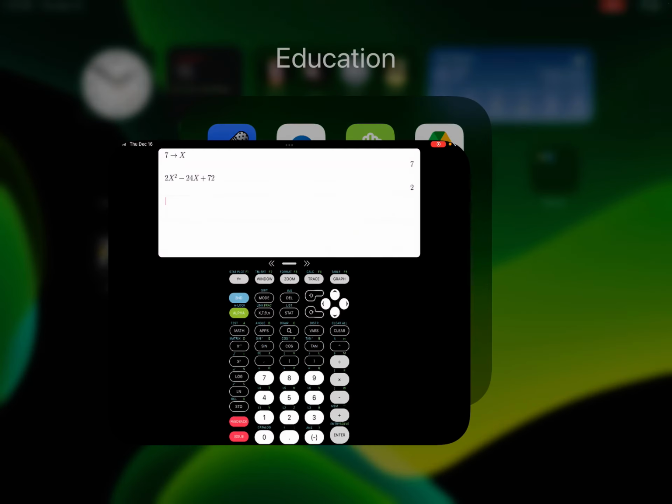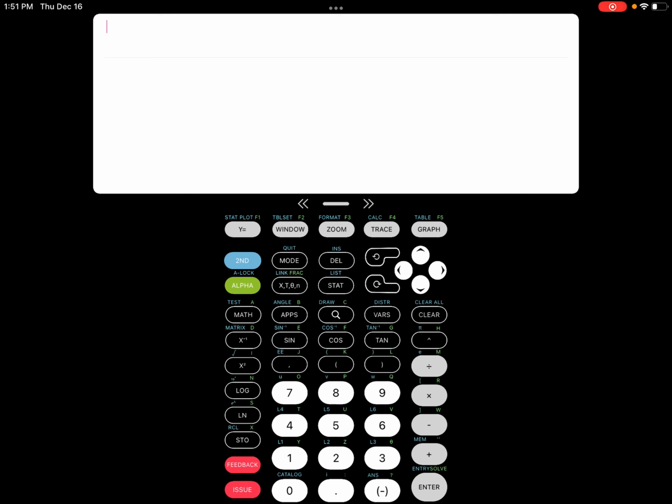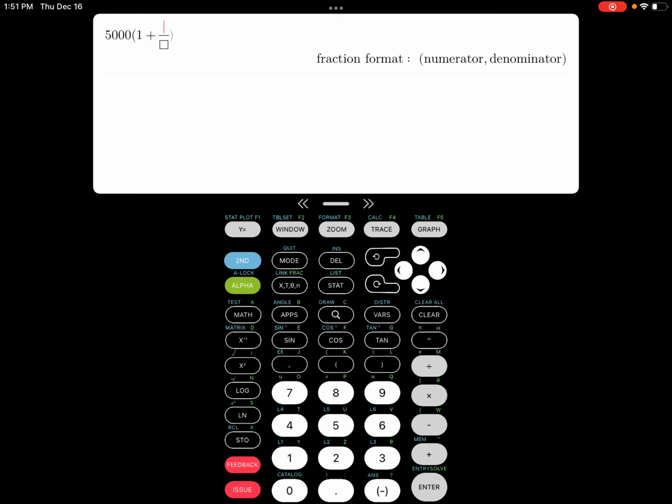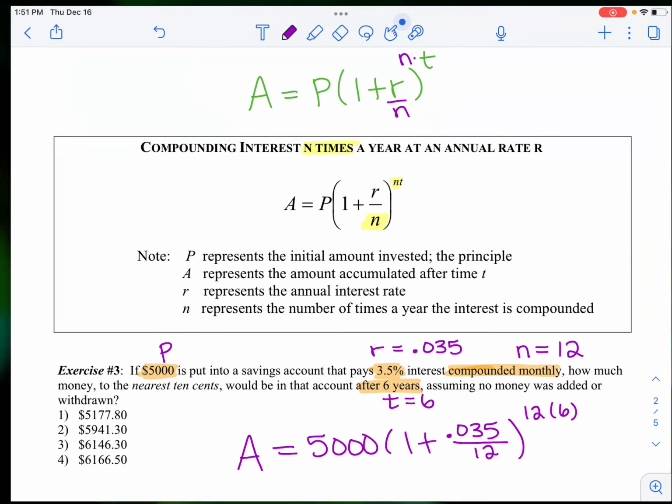I'm just going to take my calculator. Okay, so we have 5,000 times 1 plus, you can open up a fraction if you want, 0.035 over 12 raised to the 12 times 6. Now, it did say round to the nearest 10 cents, so that would be here. The 0 would not round up the 5, so it would be 6,166.50 or 50 cents there.